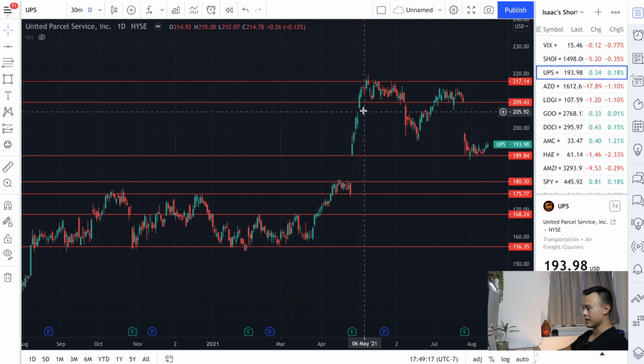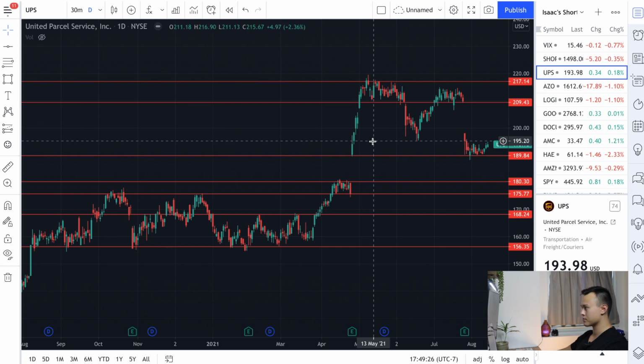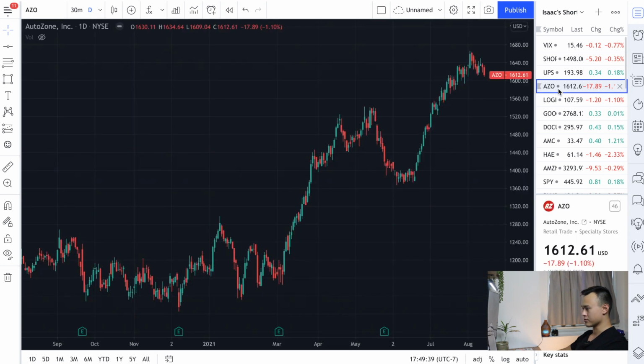It's never hit any of these price levels before. So where can you potentially take your profits? In this case, you can look for natural support and resistance levels. All right, so let's go ahead and take a look at the chart of AZO, or AutoZone.